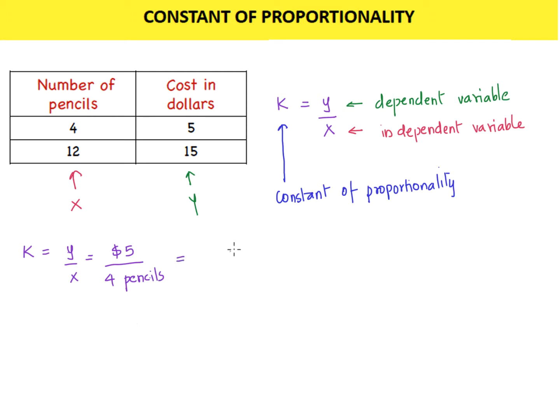And if we find that as a unit rate, that would be $1.25 per pencil. So your constant of proportionality, or k, is equal to 1.25. And what that 1.25 means is that it costs $1.25 per pencil. Let's look at another example.